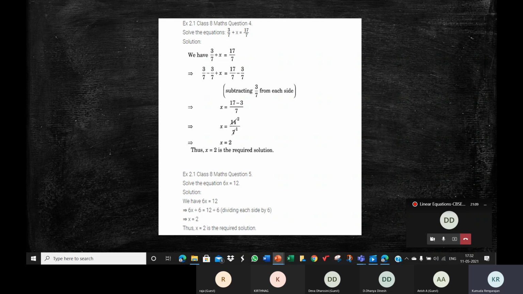Let's come from the beginning. I'm reading the equation for you, Devadarshini. 3 by 7 plus x is equal to 17 by 7. Do we see that equation? Yeah, ma'am. Okay. Now, where is the variable x? Is it the left hand side or right hand side? It is in the right hand side.